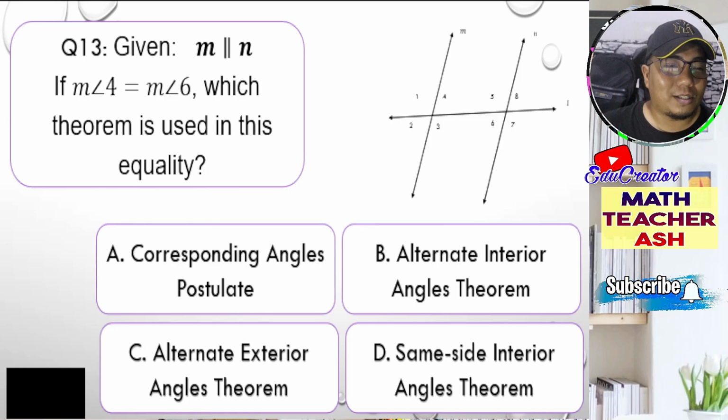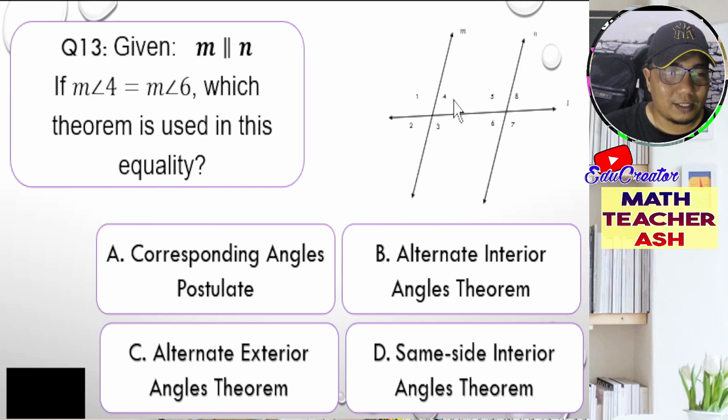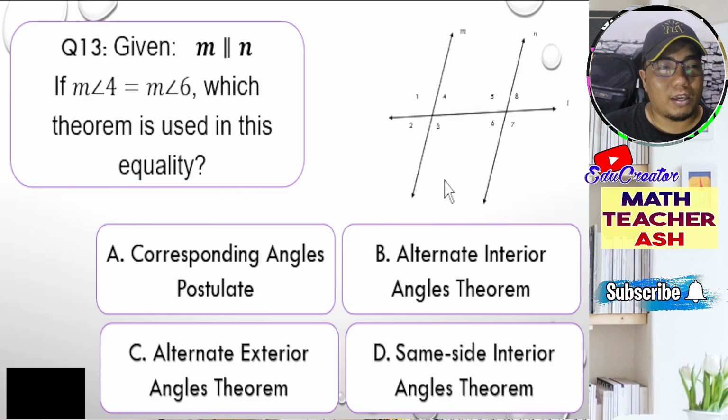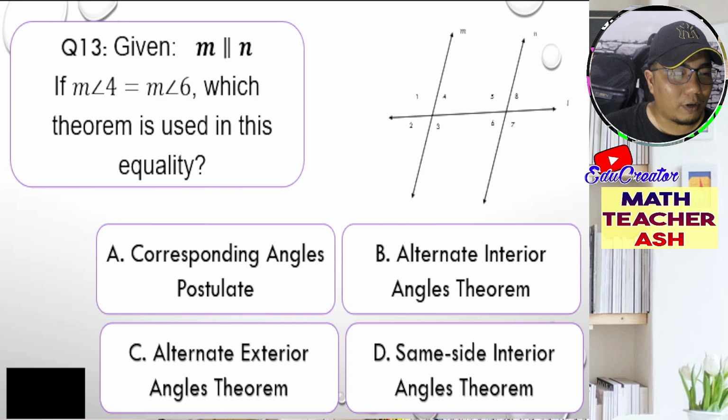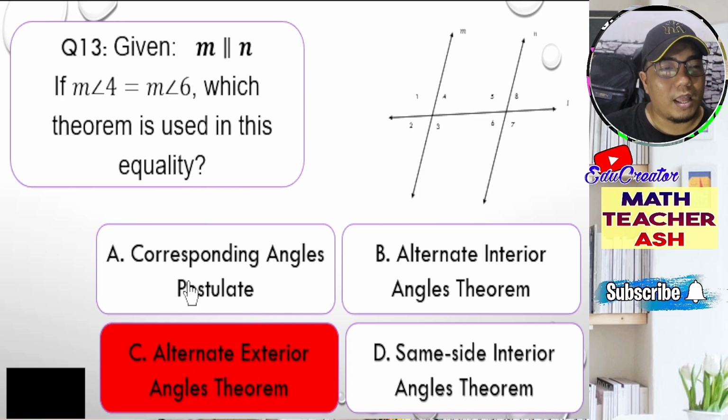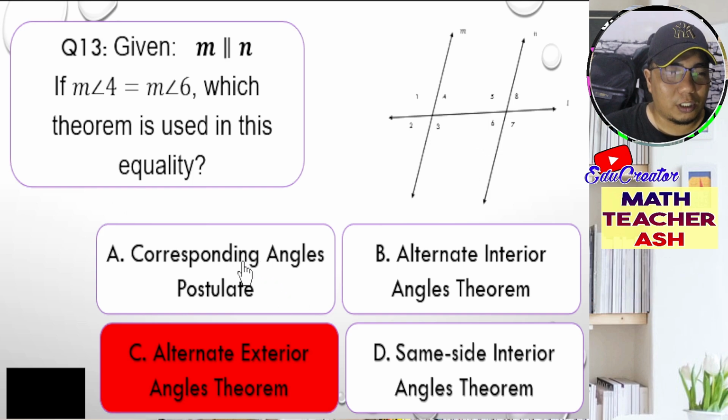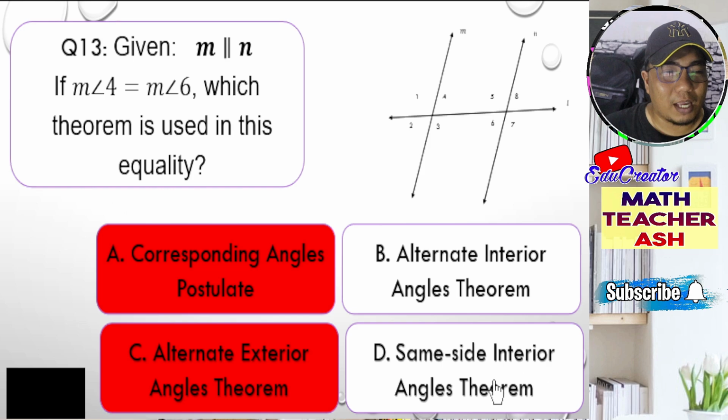Okay, math learners, this question is very easy. Why? Because we are talking about here angle 4 and angle 6. As you can see, this is inside, the interior of this given figure. So therefore, the exterior is already wrong. So letter C is already wrong. Now, of course, this is not corresponding angles because as you can see, the position is not the same. So this is also wrong. Now, we only have same side interior angles and alternate interior angles. Which of these two is the correct one?